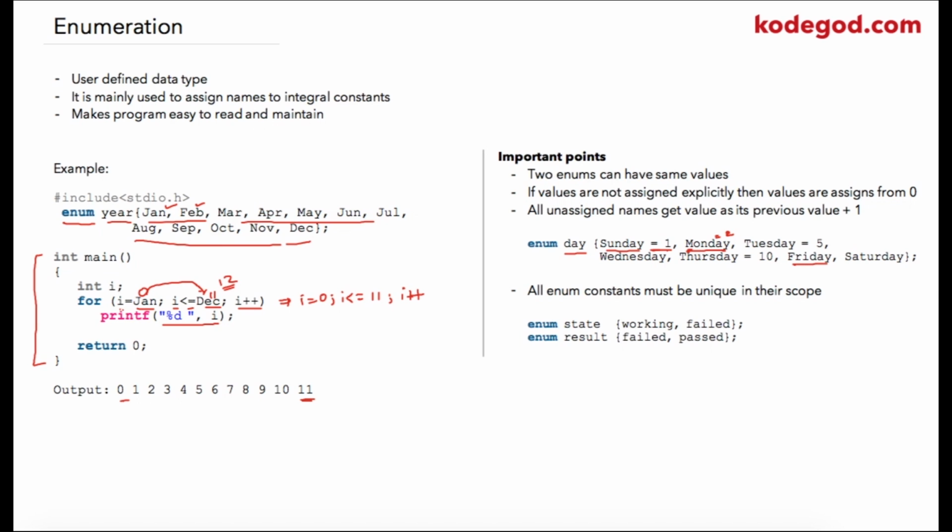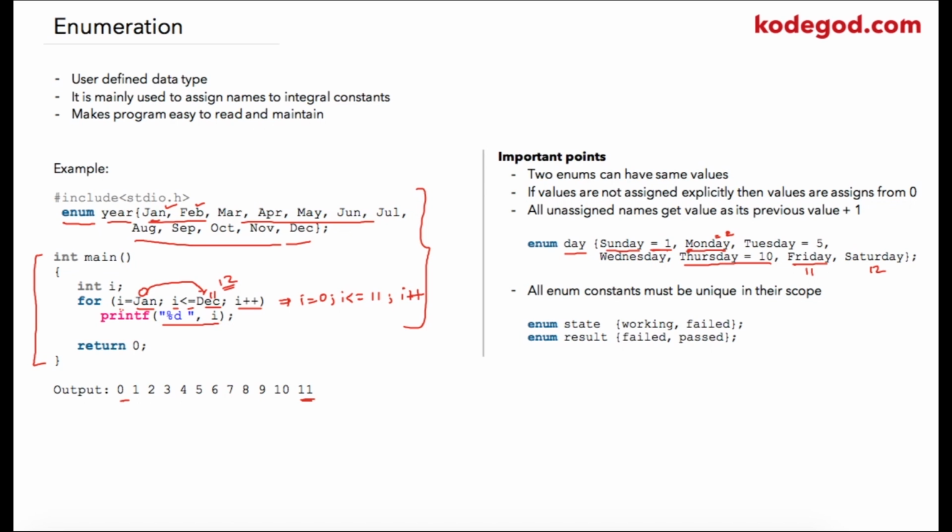Similarly, for Friday we have not specified any value, but because we have specified 10 as the value to name Thursday, Friday will become 11 and Saturday will be 12. So it is not compulsory to have values for all the names. We have already seen that when we have not assigned any explicit values to any of the names, then the starting value will be 0. Like in this program, Jan was having the initial value as 0.